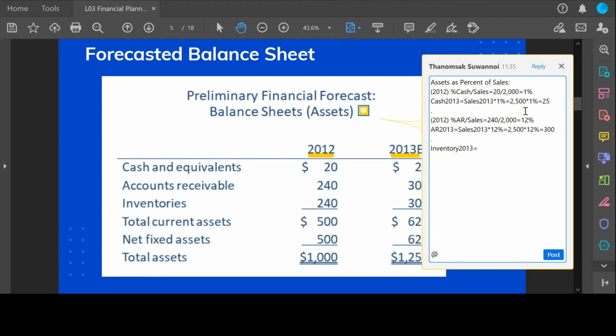For the inventory account, we use the same approach. So we're going to get inventory in 2013, which is also 12% of sales. In this example, we simplify that account receivable and inventory have the same proportion to sales, which is 12%. Then we can calculate current assets, which is the sum of cash, account receivable, and inventory.